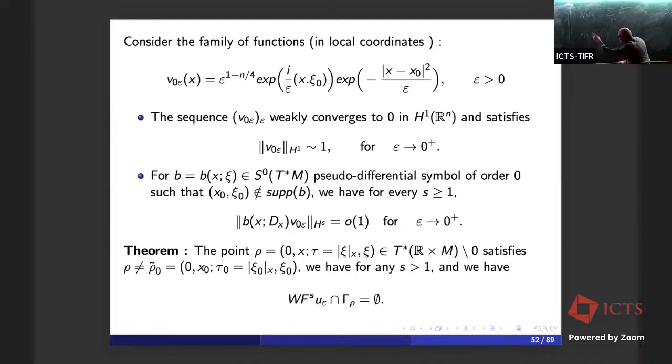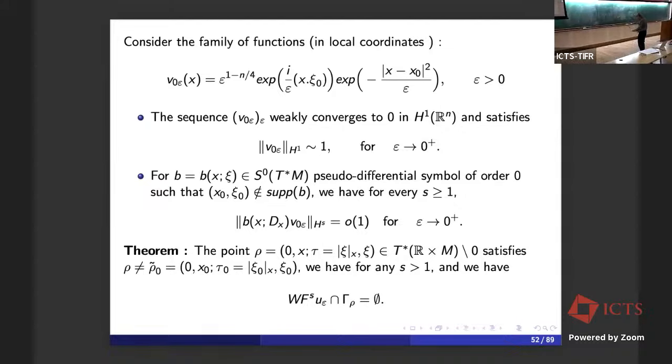Once you have followed this bicharacteristic backward in time and hit the data surface, you obtain that the point t equal to zero, xi f, xf, tau f and cf, you are sure that it's not in the wavefront s of u of zero and u epsilon. Sure. You have an idea about the HS norm. Infinitely small.